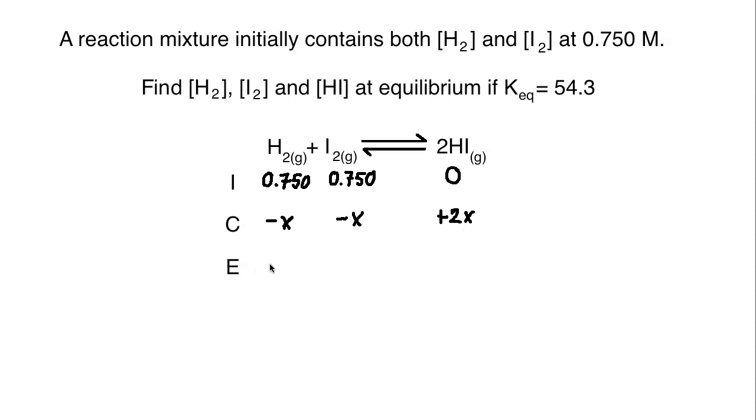So the equilibrium is going to be the initial amount that we had, and then we're going to take from that whatever the change is when we are headed towards equilibrium. So 0.750 minus X for each of these, and that's going to come out to be a square term, and then this would just be 2X, because 0 plus 2X is going to return 2X to us. So we will come back to this line and these X values to solve the final problem, right?